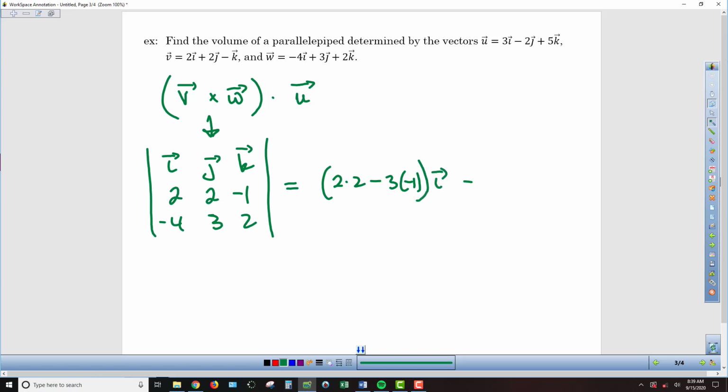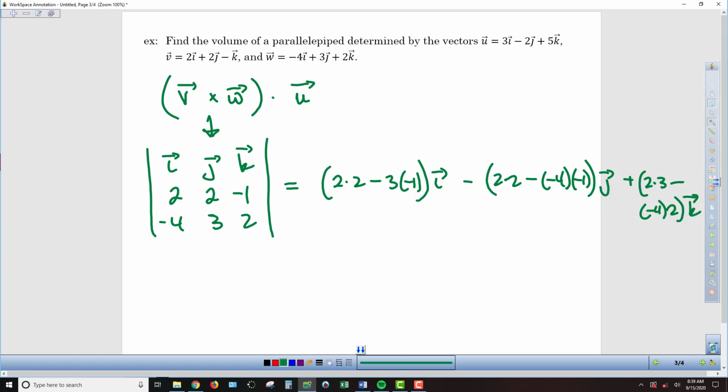Then I'm going to subtract. It's a key element of this. I'm going to eliminate the top row, and now the middle column, and the 2 by 2 matrix I'm left with is 2 times 2 again, minus -4 times -1, j. And then lastly, eliminate the top row and the last column. So I'm going to be plus 2 times 3 minus -4 times 2, k.